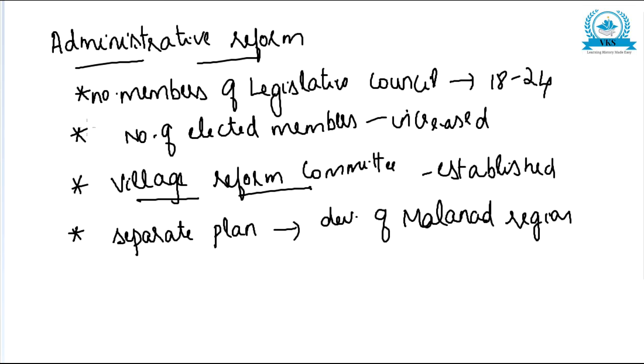The number of members of the legislative council was increased from 18 to 24. Local board and village panchayat registration increased the number of elected members to the district and taluk board, and a village reform committee was established for the progress of villages, and there was a separate plan for the development of Malanad region. So all these were the administrative reforms of Sir M. Visvesvaraya.